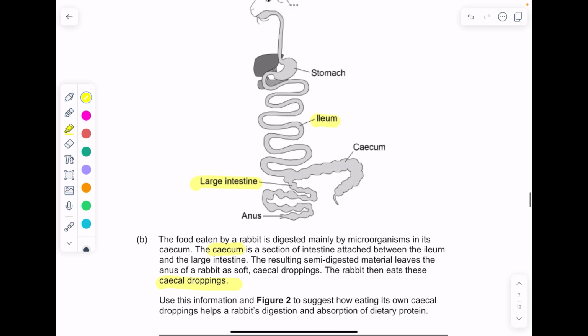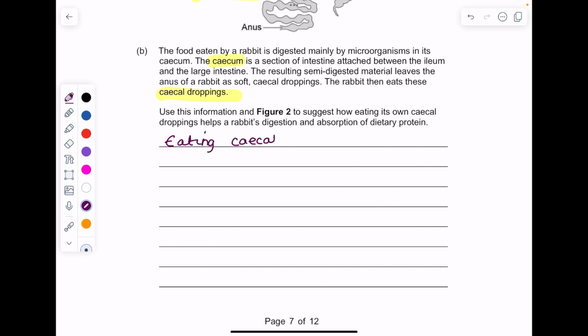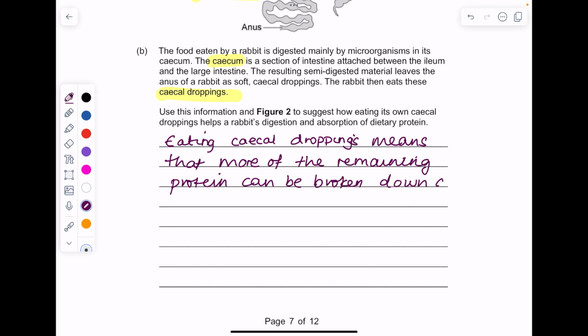It does sound like quite an unpleasant thing that it's doing, but after all, it only really eats vegetation, grass. So you can see by eating those cecal droppings, more of that undigested protein will be broken down, because that protein is going to pass again through the stomach and the ileum, meaning that more amino acids overall can be absorbed. Eating cecal droppings means that more of the remaining protein can be broken down as protein passes through the stomach and ileum.